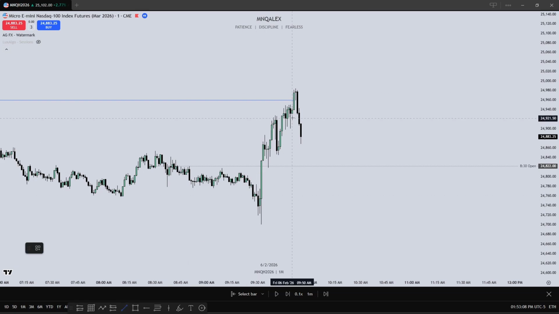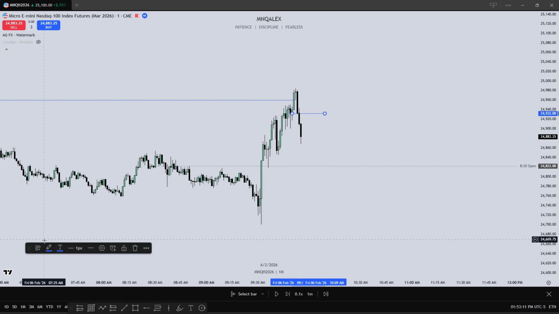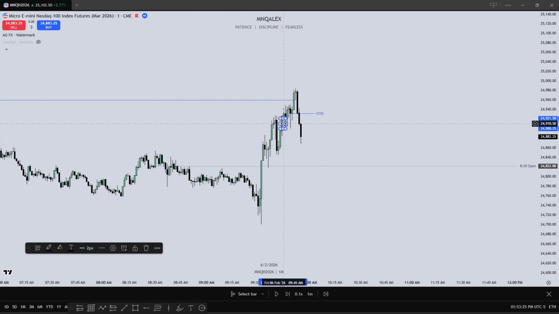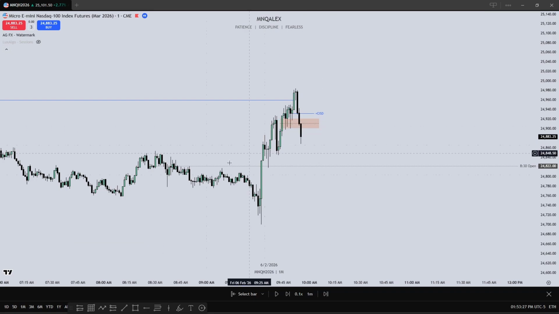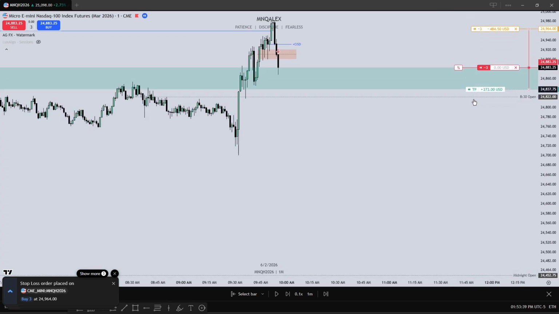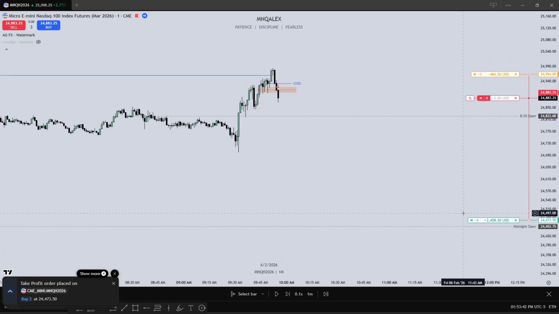The first thing is that I could have actually entered on this change in state of delivery. However, I was not paying attention at that time, which is good because I managed to get a somewhat good entry. But yeah, we have a change in state of delivery. That's a very good sign. We also have an inverse right here. Now, my entry, I'm pretty sure I market ordered right here. My stop loss went above this fair value gap, and I was targeting the sell side down below.